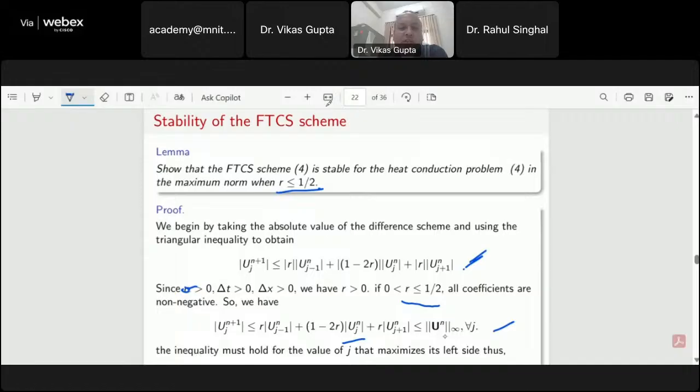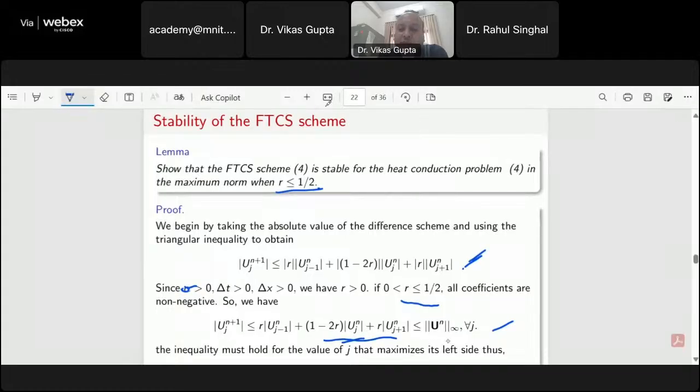In maximum norm, we can say that this expression will be less than or equal to r norm of u^n infinity plus (1 minus 2r) norm of u^n infinity plus r norm of u^n infinity. Taking the norm of u^n infinity outside, we get r plus 1 minus 2r plus r. So the 2r and minus 2r cancel out. Ultimately we have u_j^(n+1) bounded above by the infinity norm of vector u^n for all j.